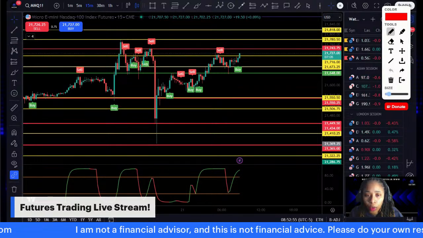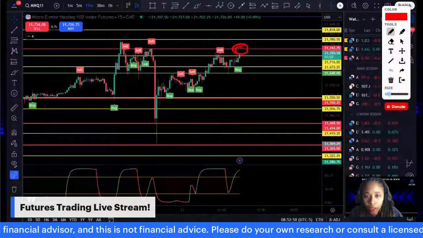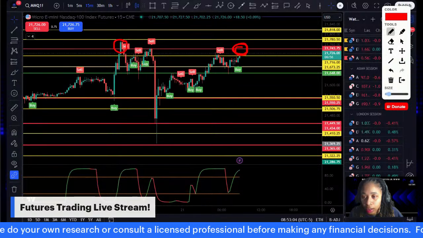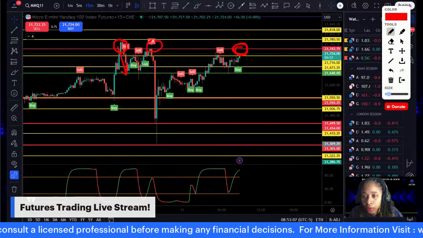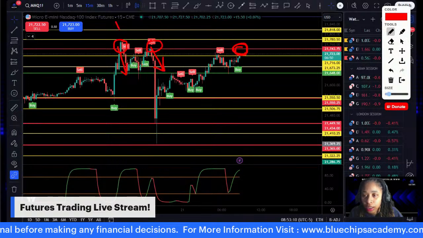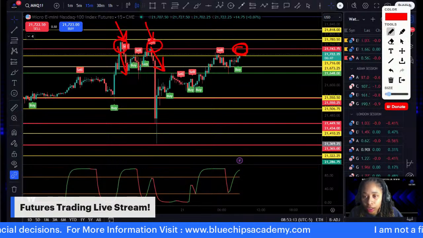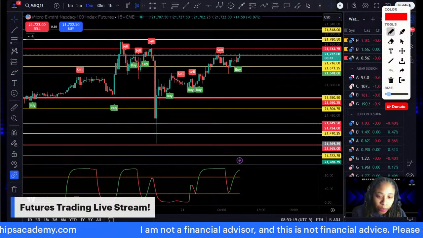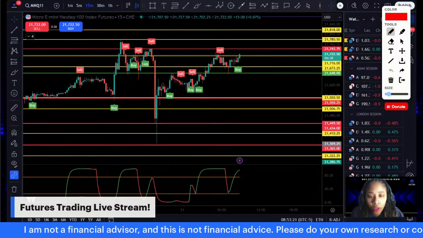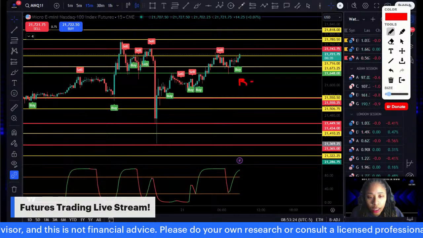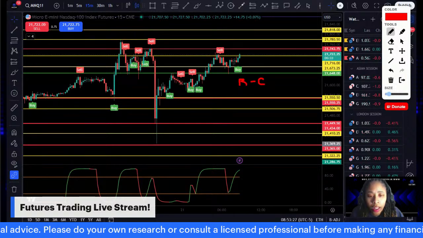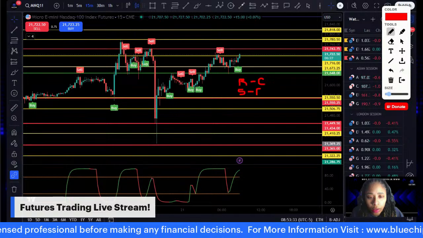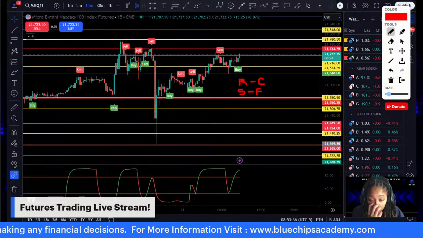If price gets to this level or near it, we can expect a possible sell-off, because we see multiple times price sold here and went down. So this area was a strong level of resistance. For those of you who aren't familiar with support and resistance, it's a very simple concept. The resistance is your ceiling, and the support is your floor.